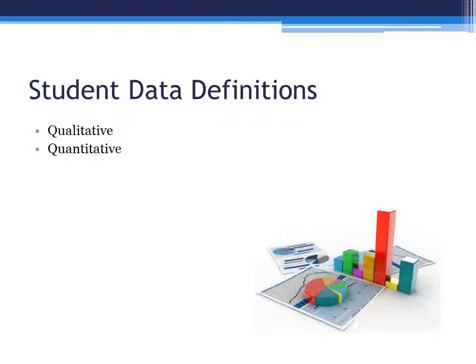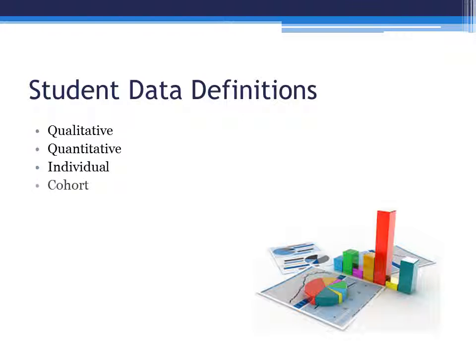Quantitative data is typically numerical. Examples of quantitative data might be standardized test scores, breakdowns of demographics of students, percents of students by age, by gender, by grade, by ethnicity. Those are all examples of quantitative data. Qualitative and quantitative data each have their place in the educational setting. They each offer information that's valuable, and it's important to understand when you would use one or the other.